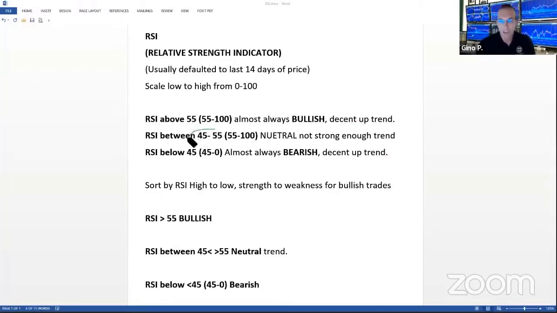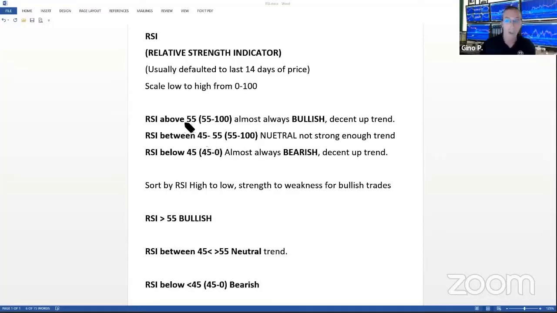No, 45 to 55, that's considered neutral and not enough trend bullish or bearish. It's just kind of boring. It hasn't made up its decision. So after looking at hundreds of thousands of charts, your best, strongest trending stocks, they'll hold a 55 RSI and up. They'll stay in that overbought RSI for a long time.